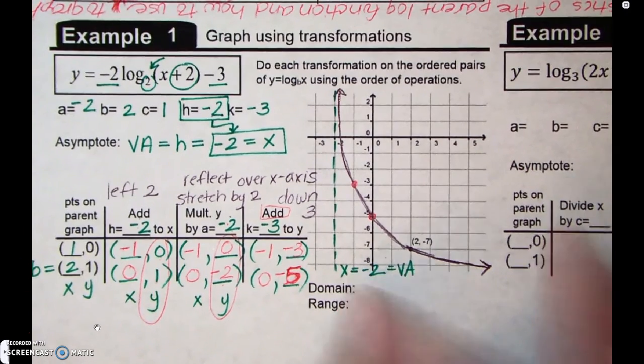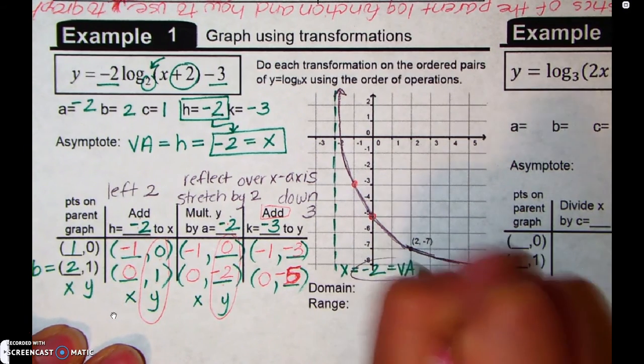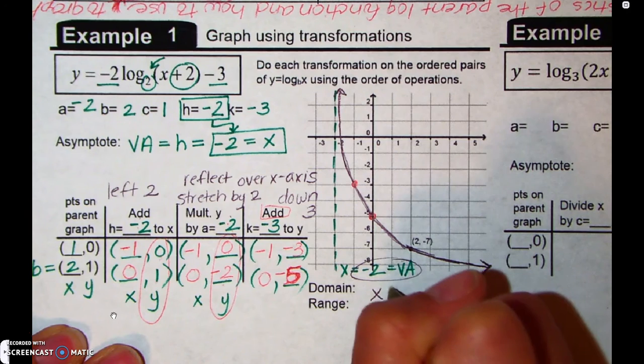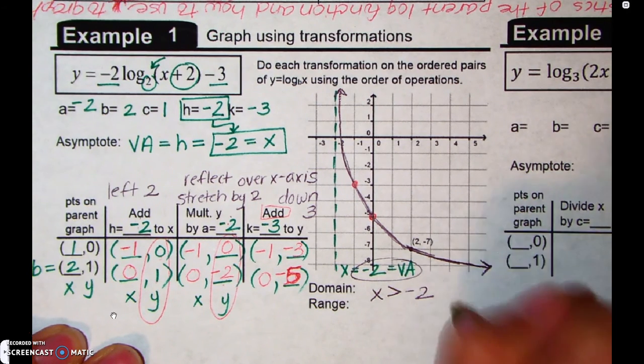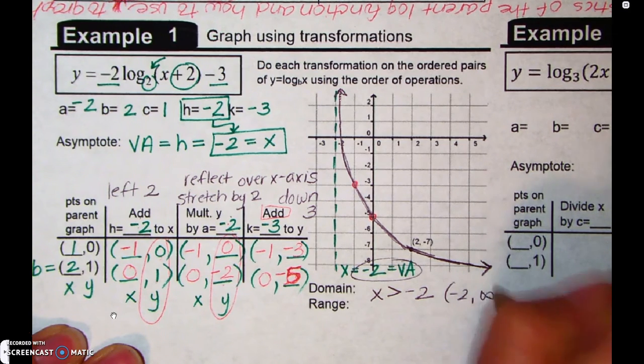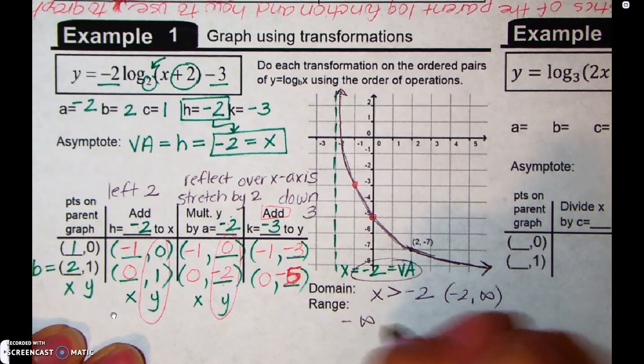Okay, oh, and I forgot domain and range. Domain would be dependent on your vertical asymptote. So it's going to be all the x values that are greater than -2. Or you could write it -2 to positive infinity. Okay, the range is always going to be all real numbers.